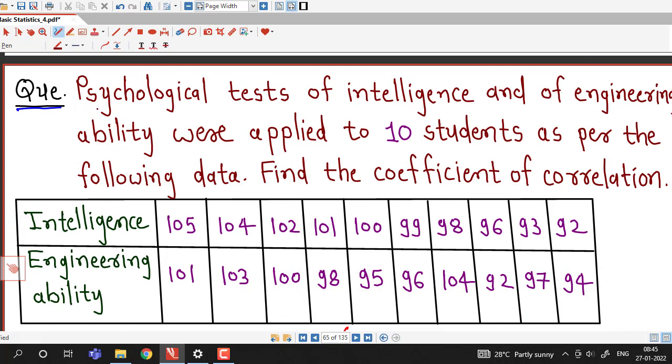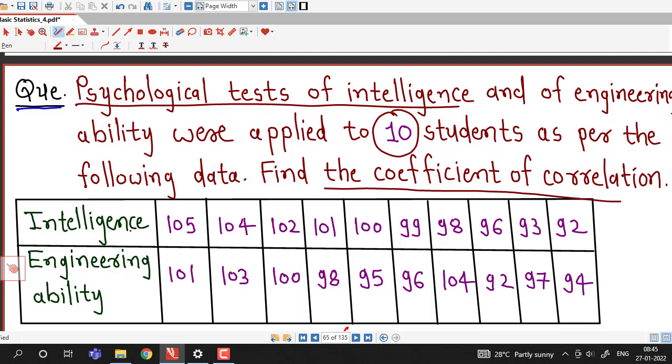It is given that psychological tests of intelligence and of engineering ability were applied to 10 students as per the following data. Find the coefficient of correlation. So here we are given the data for intelligence and engineering ability. So suppose we denote variable which denotes intelligence by x, and suppose engineering ability is denoted by y. So x and y are original variables, and this data is given for 10 students. That means we will consider n equal to 10.